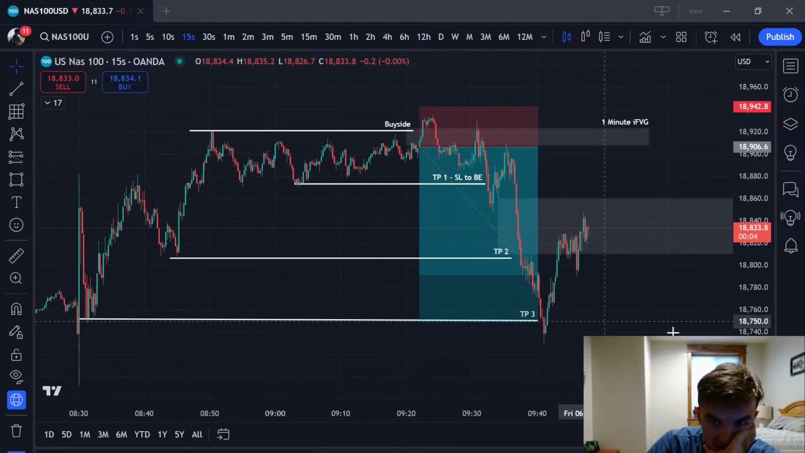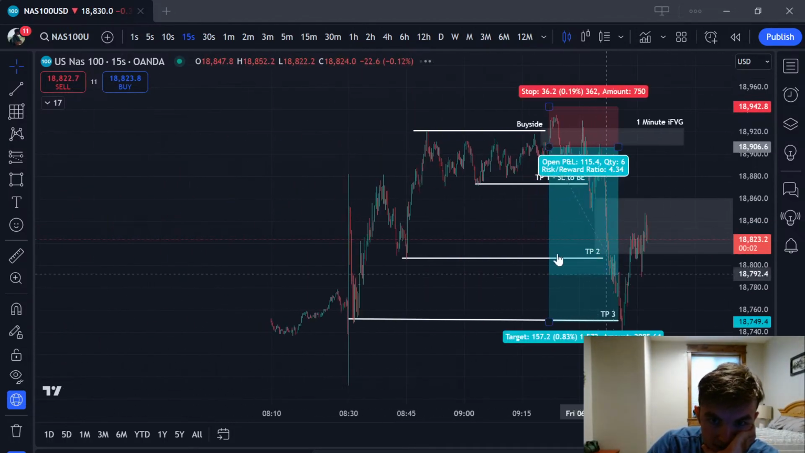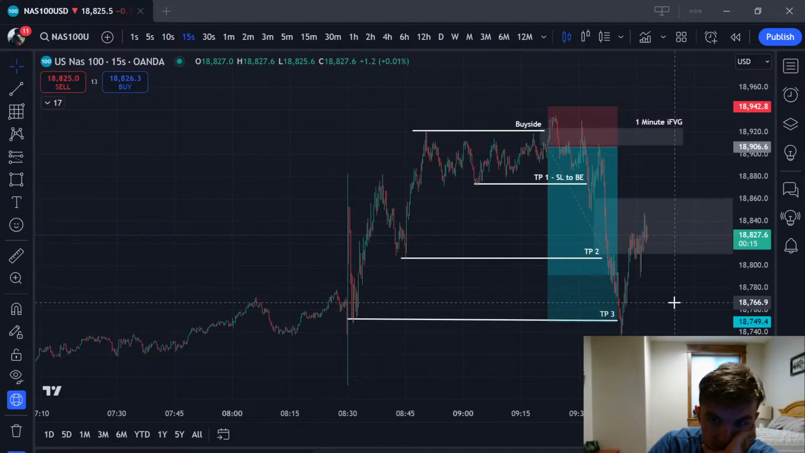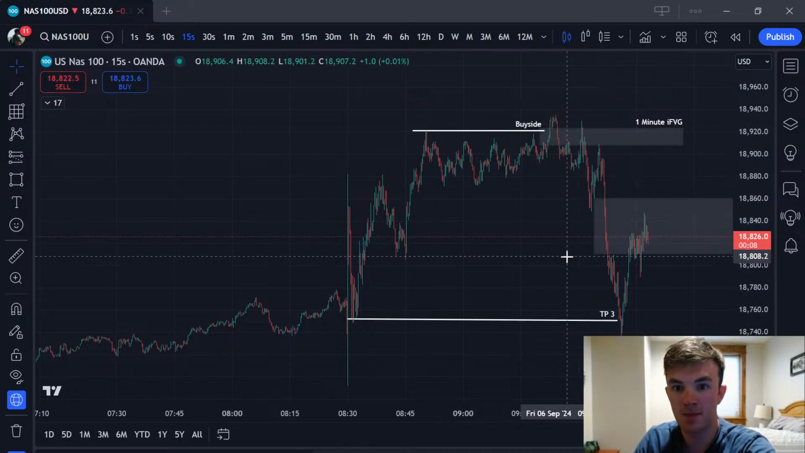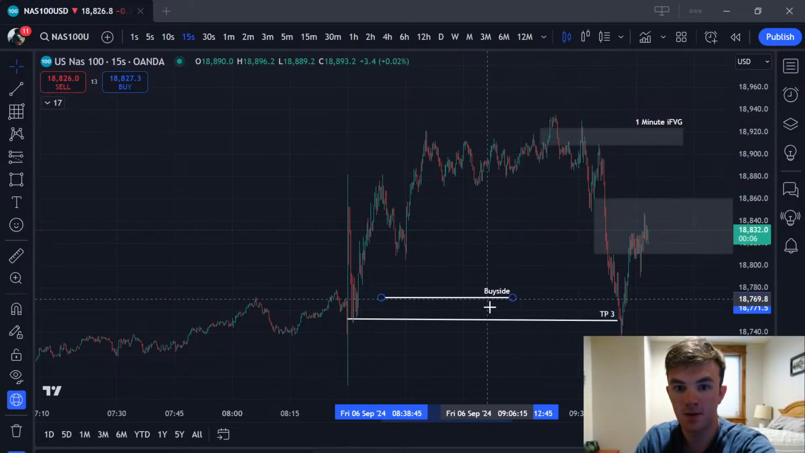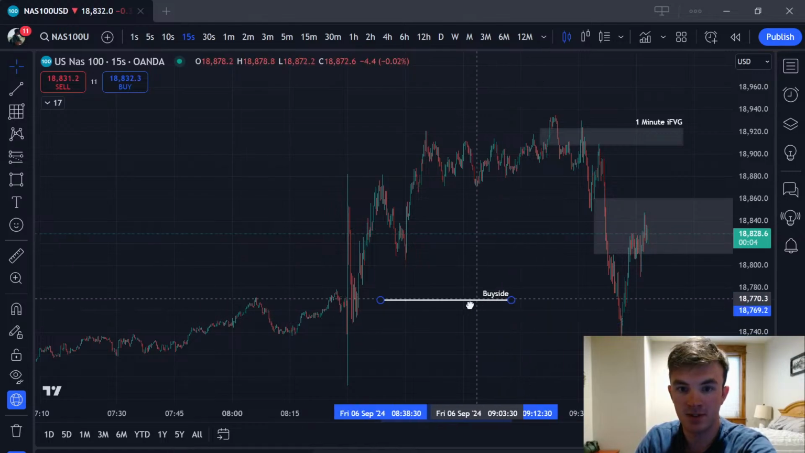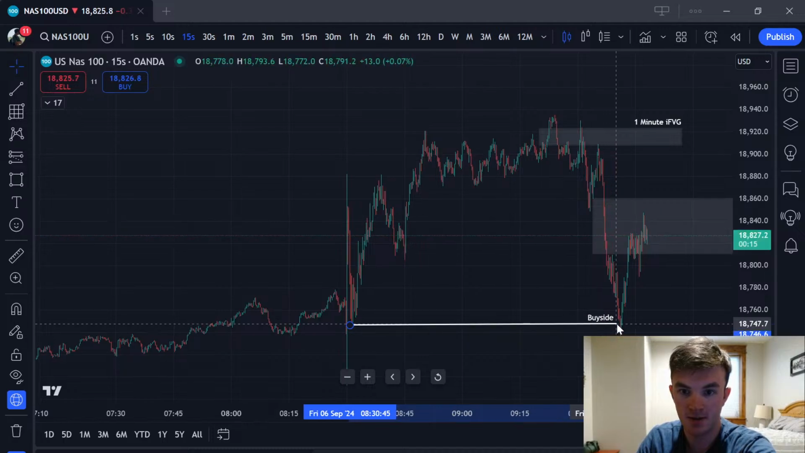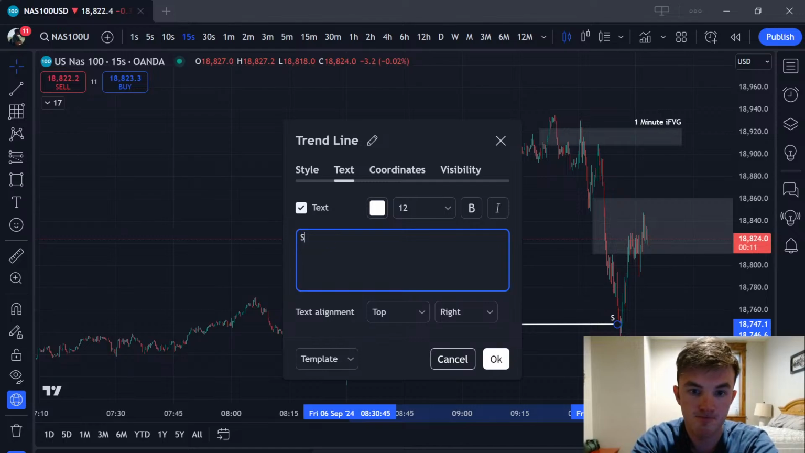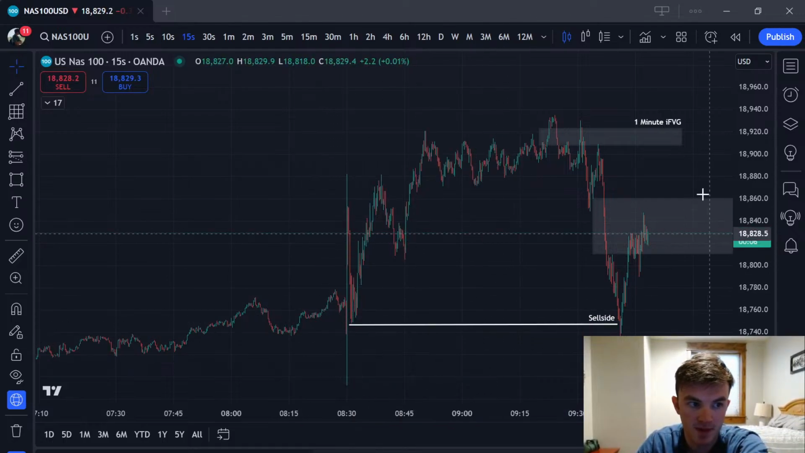Nice. So anyway, you see how you could have framed this trade. So now in a similar trade, we just swept sell side. Okay, so this is sell side. We swept sell side.